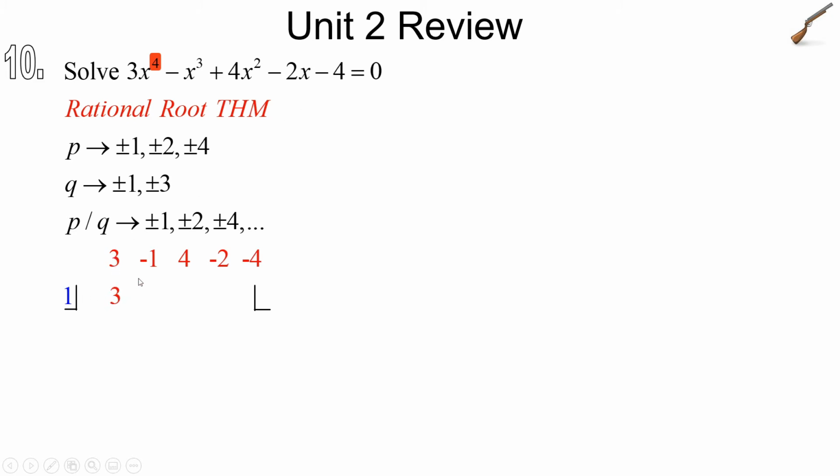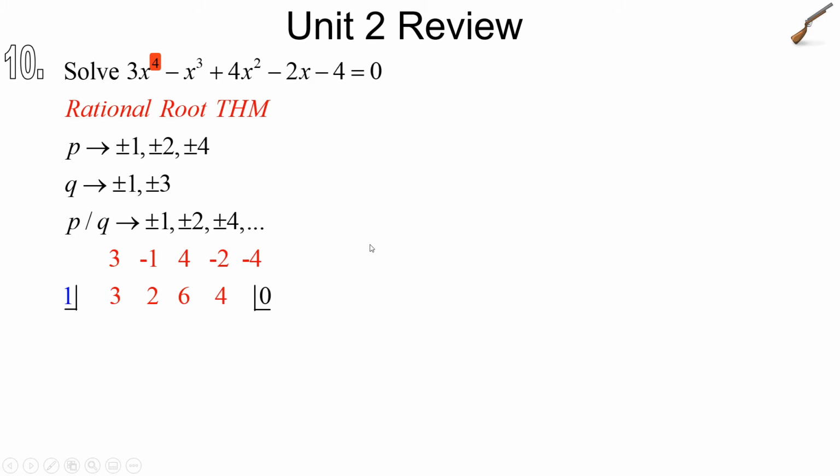3 times 1 is 3, minus 1 is 2. 2 times 1 is 2, plus 4 is 6. 6 times 1 is 6, minus 2 is 4. Oh, look at that. And 4 times 1 is 4, minus 4, and I get my first 0. So P of 1 equals 0.